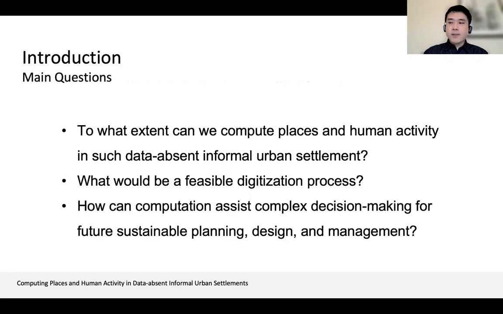Based on such backgrounds, this leads to some main questions we're trying to investigate in this project. The first question is, to what extent can we compute places and human activity in such data absent informal urban settlements? Then, what would be a feasible digitization process with very limited data resources? And finally, how can computation assist complex decision-making for future sustainable planning, design, and management?